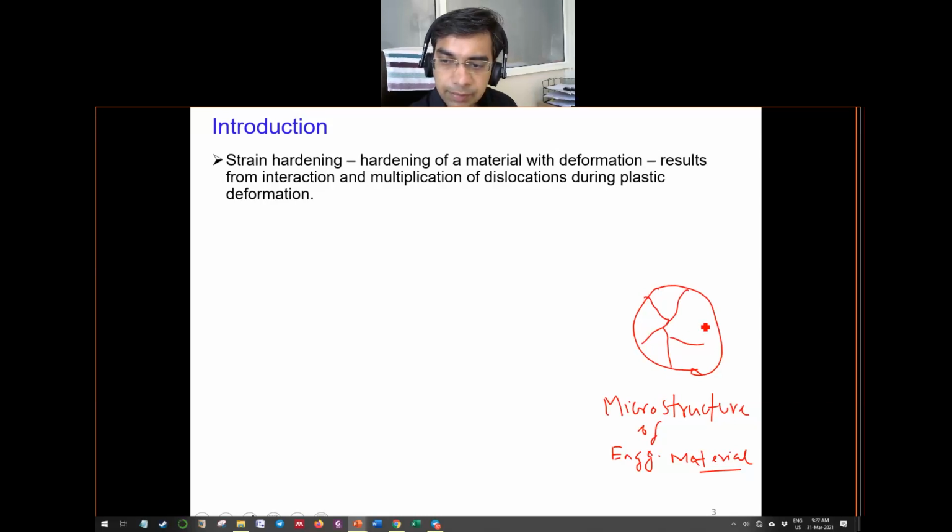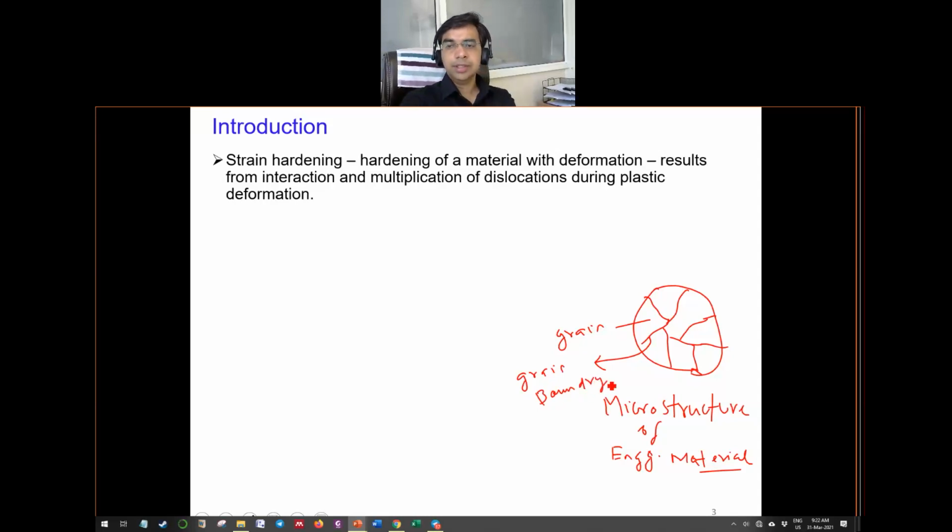So what we are getting is a structure made up of grains. This is the grain, and this region here is known as the grain boundary. This grain and grain boundary play a very important role in deciding the strength of any engineering material.